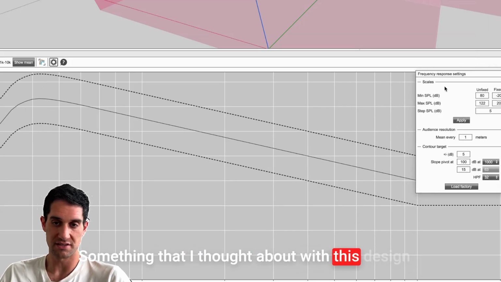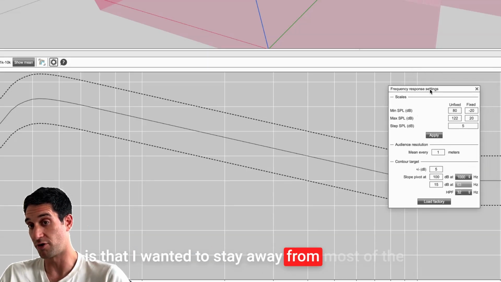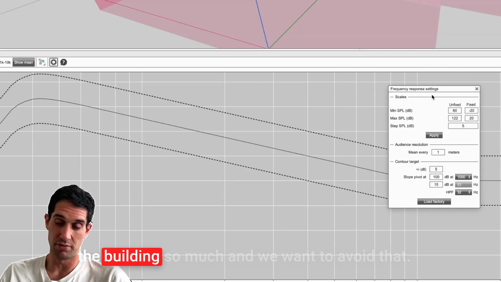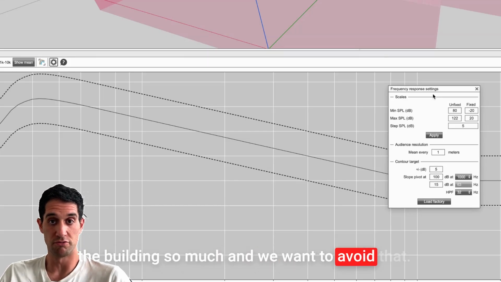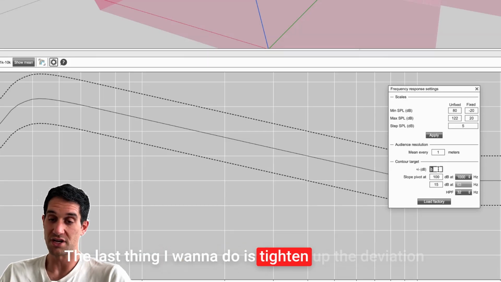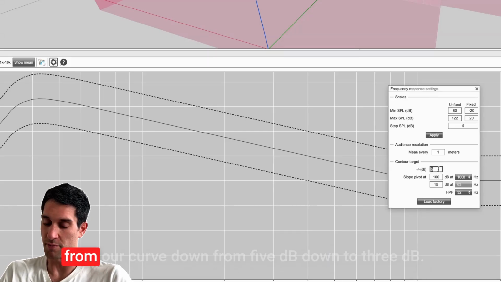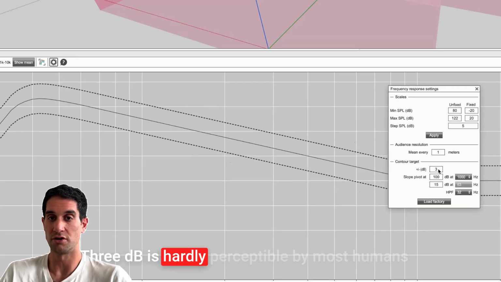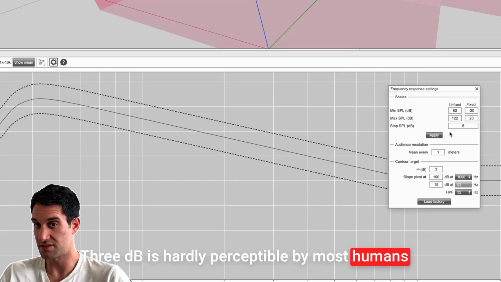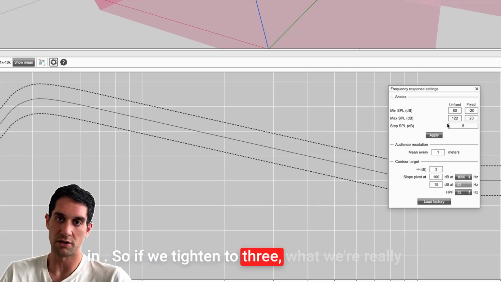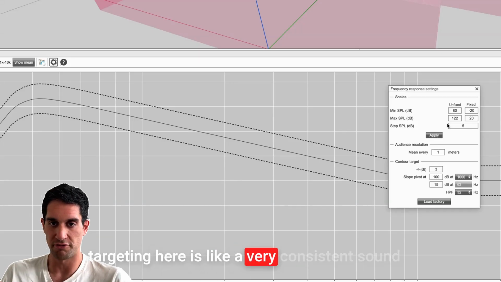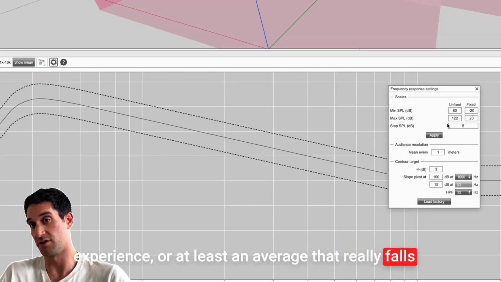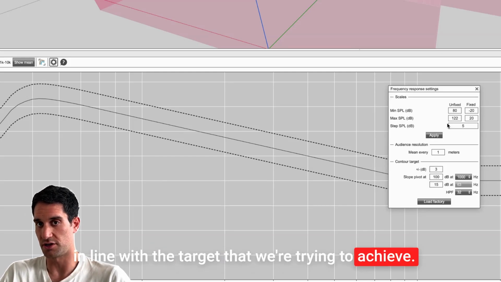Something that I thought about with this design is that I wanted to stay away from most of the infrasonic frequencies because they'll rumble the building so much, and we want to avoid that. The last thing I want to do is tighten up the deviation from our curve from 5 dB down to 3 dB. 3 dB is hardly perceptible by most humans. And so if we tighten to 3, what we're really targeting here is a very consistent sound experience, or at least an average that really falls in line with the target that we're trying to achieve.